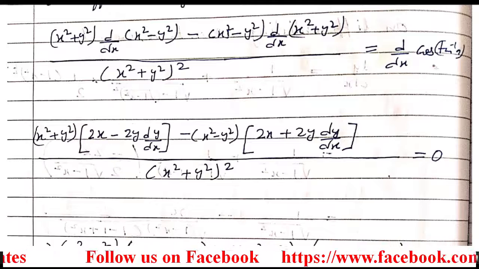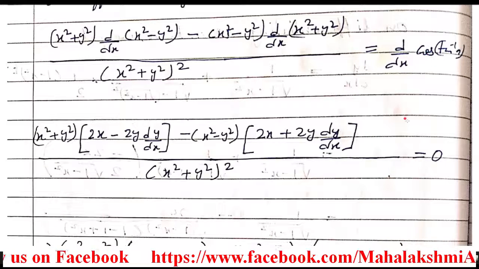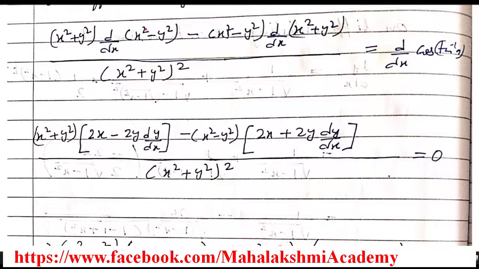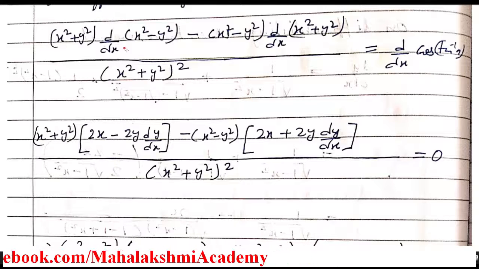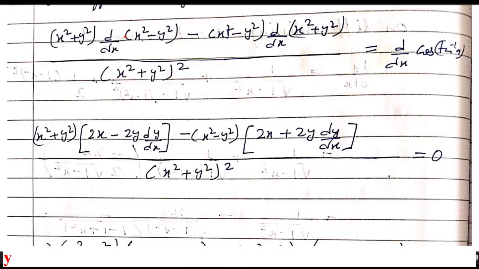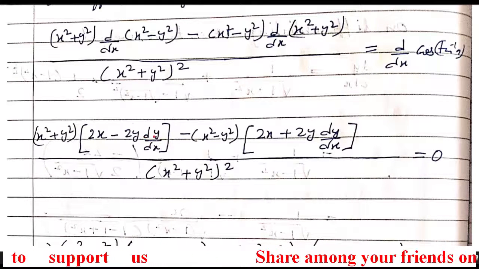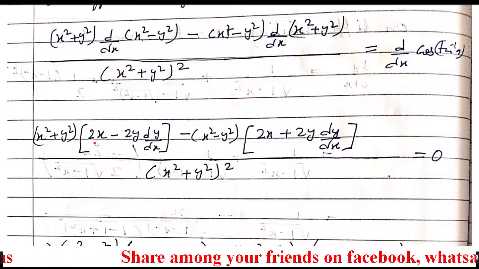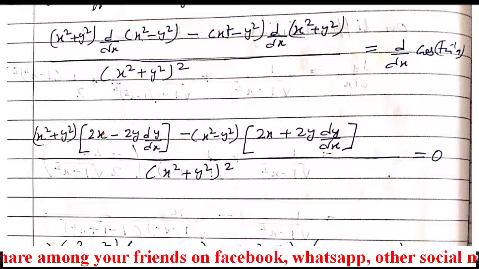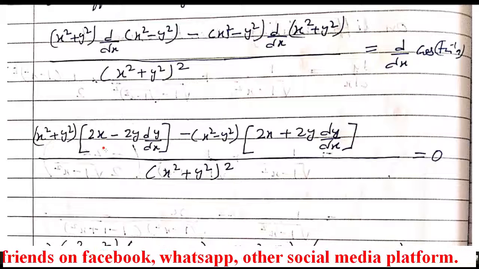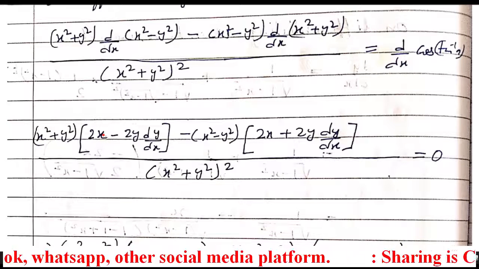In the next step, when we differentiate this constant, it becomes 0, and here we have to differentiate, keeping this bracket as it is. Differentiation of x square is 2x, and differentiation of y square is 2y, and then dy over dx, because we have to use the chain rule. If you use the chain rule for x, you get dx over dx, and dx over dx is 1. That's why I have not mentioned it here.